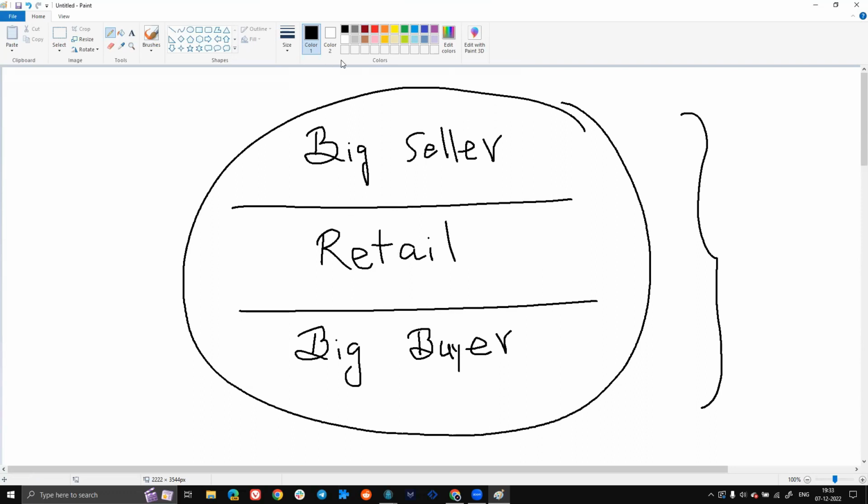Now, for example, on one fine day, this big seller took a leave. His wife did not make him a good breakfast, and so he ate breakfast somewhere and he got diarrhea. So he was not present that day. Now, what do you think will happen to the market that particular day? Anyone? If the big seller is not present, what will happen?